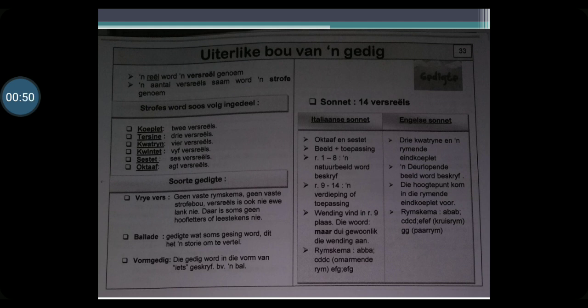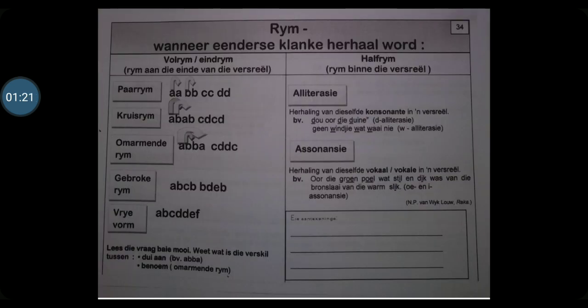Okay. So on this page, we're just quickly going to look at it. There's nothing specific we need to discuss on this page, but you get two types of sonnets, just like in English: Italian sonnet, Italiaanse sonnet, and an English sonnet, Engelse sonnet. Okay, so that's just types of poems, types gedigte. Okay, but further than that, you don't need to know much on this page. Next page is page 34.